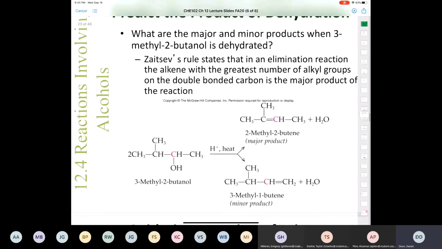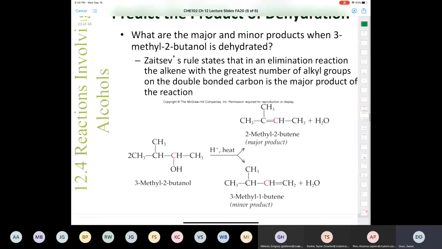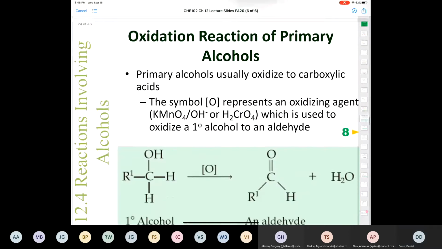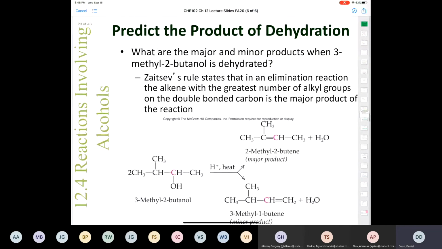Okay, here's another example. It says here, what are the major and minor products when 3-methyl-2-butanol is dehydrated? Zaitsev's rule, this is just repeating Zaitsev's rule, is nothing more than that, states that in an elimination reaction, the alkene with the greatest number of alkyl groups on the double bonded carbon is the major product of the reaction. Okay, I'm going to go over this one again very carefully with you.